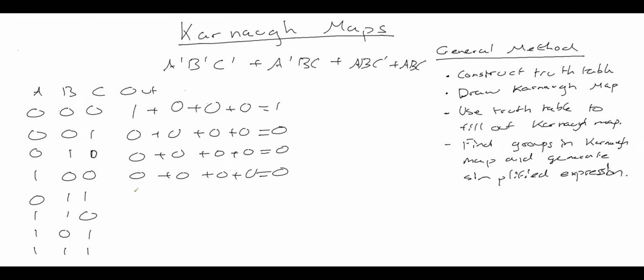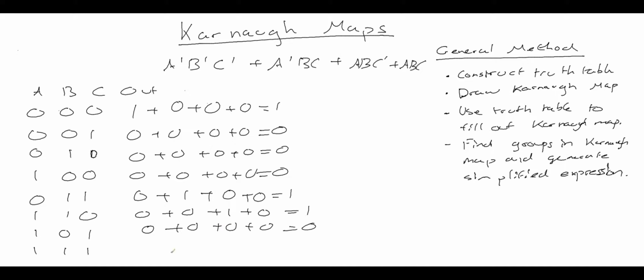And then for this row we're going to get 0 or 1 or 0 or 0, which is going to give us a 1. And for this row we're going to get 0 or 0 or 1 or 0, which is going to give us a 1. And then for this row we're going to get 0 or 0 or 0 or 0, which is going to give us 0. And for the final row, we're going to get 0 or 0 or 0 or 1, which is going to give us a 1. Okay, so that's my truth table.